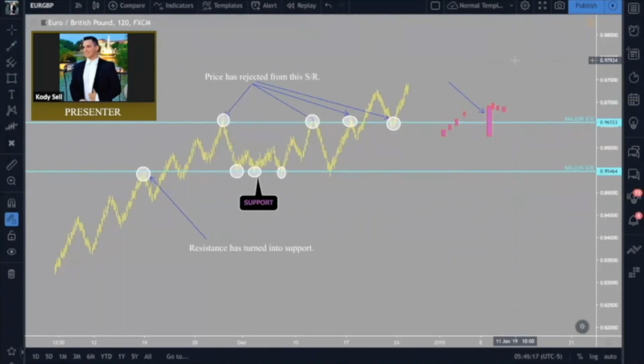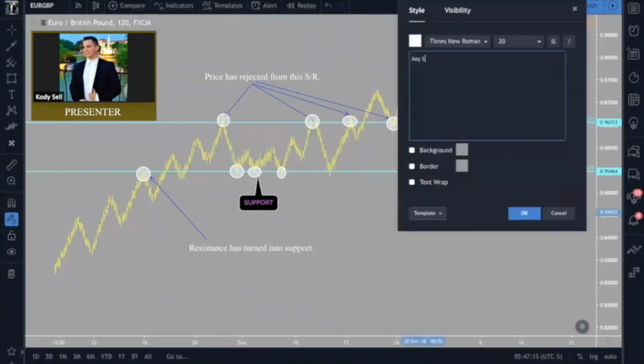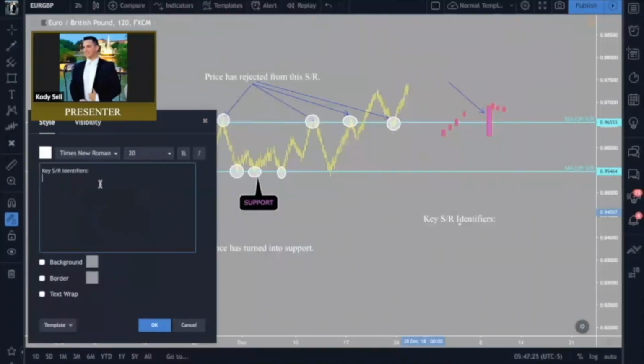So to summarize all of these concepts, we've got key support and resistance, or S&R, identifiers. All right, let's move this on over here. The first key identifier that we talked about was bouncing. You want to see that price is bouncing from a level, whether it be as support or as resistance. Either way, you need to see reactions. So bouncing and reactions from that level.